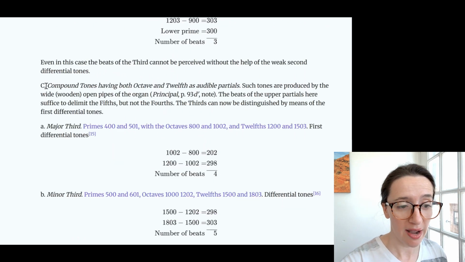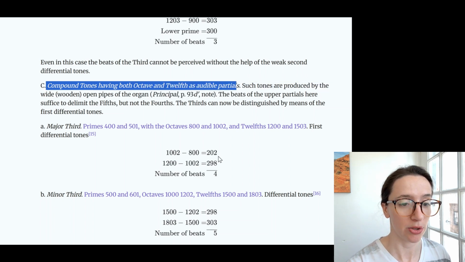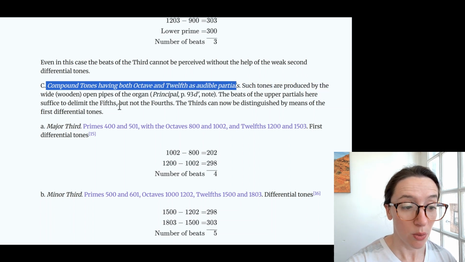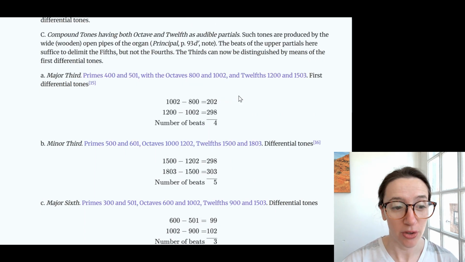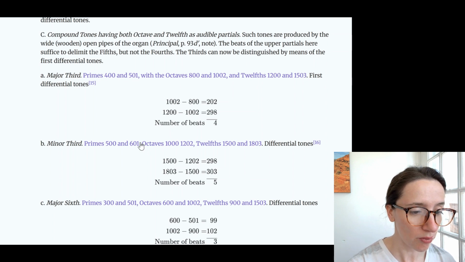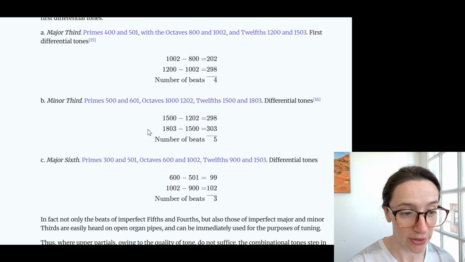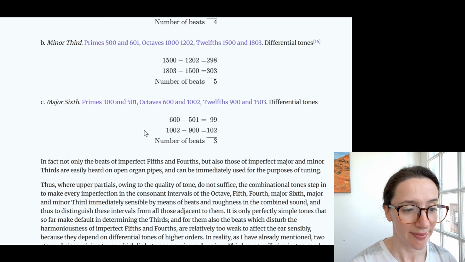Now, compound tones having both octave and the 12th as audible partials. This would be wooden open organ pipes. For these tones, we can actually delimit a major third, a minor third, and a major sixth.